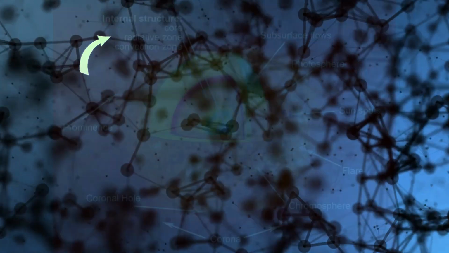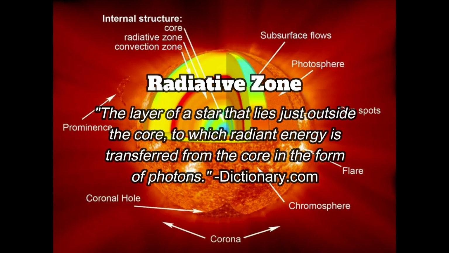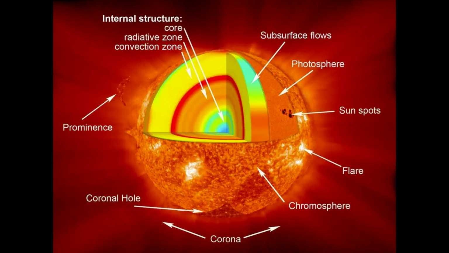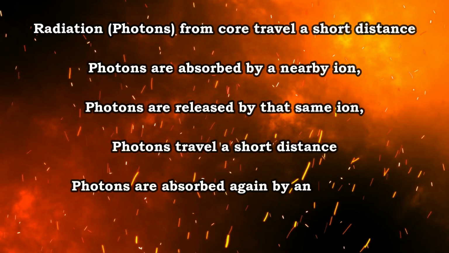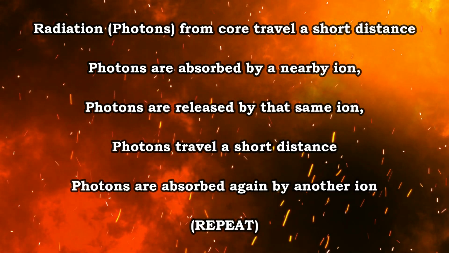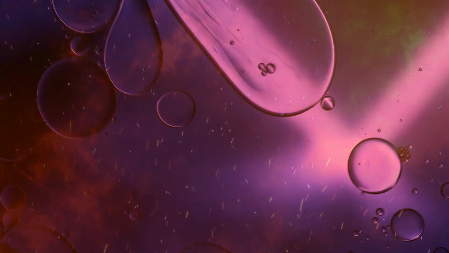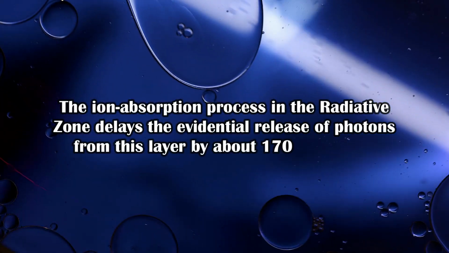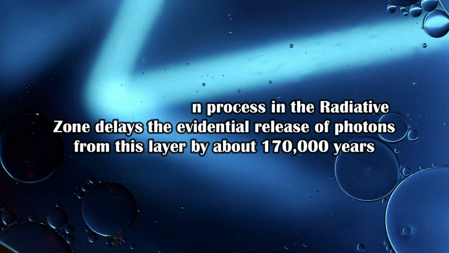Next layer beyond the core lies the radiative zone, which extends for the next 45% of the Sun's radius. In this broad zone, heat from the core cools dramatically from 7 million Kelvin to 2 million Kelvin. Energy from the core is carried outward by thermal radiation. During this process, radiation in the form of photons that were released in the core travel a short distance, are absorbed by a nearby ion, then released by that same ion, and then absorbed again by another. This occurs continuously throughout the radiative zone, delaying the eventual release of photons from this layer by about 170,000 years.